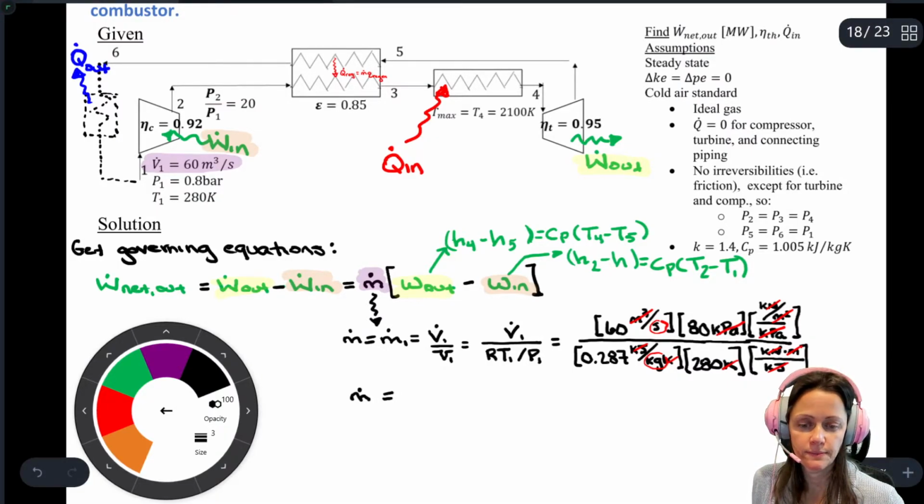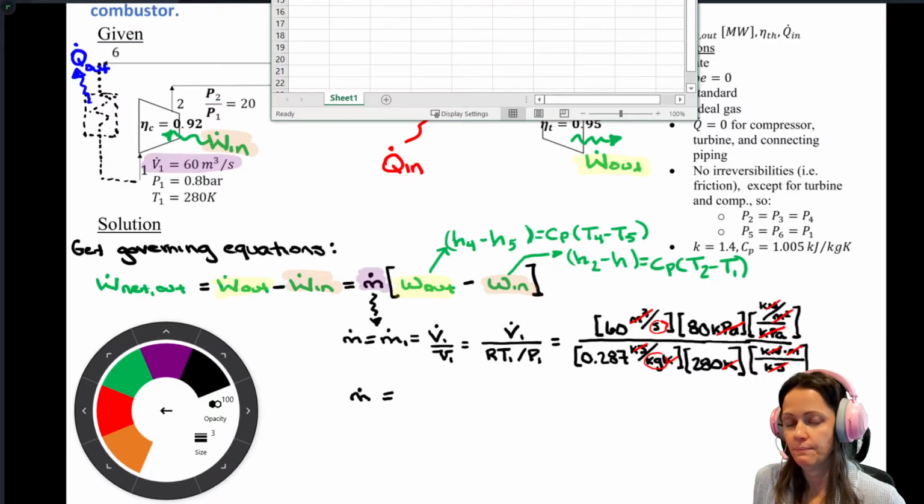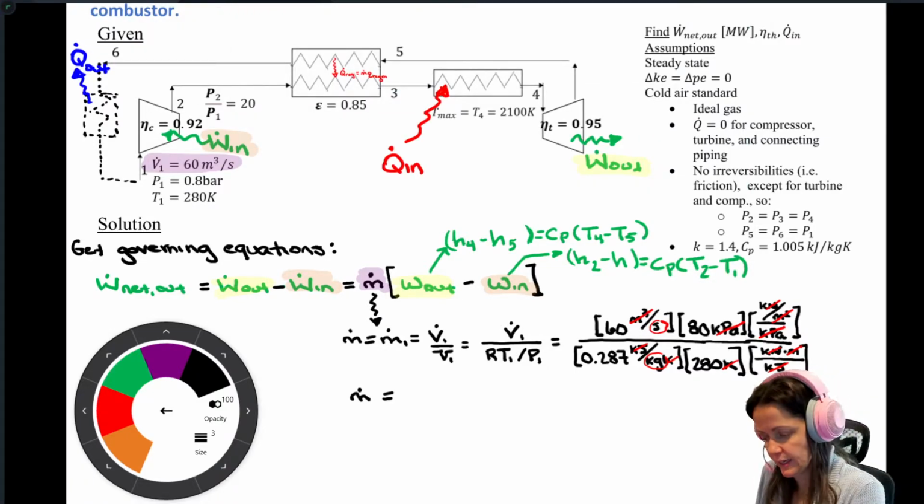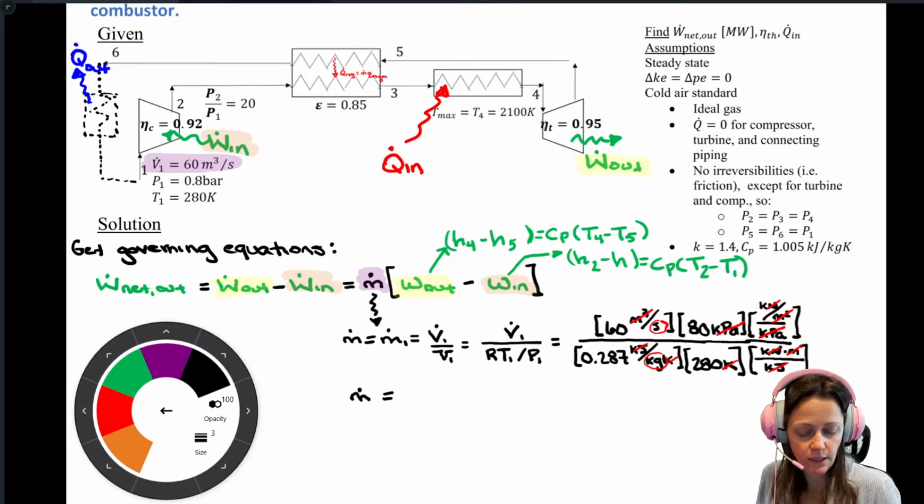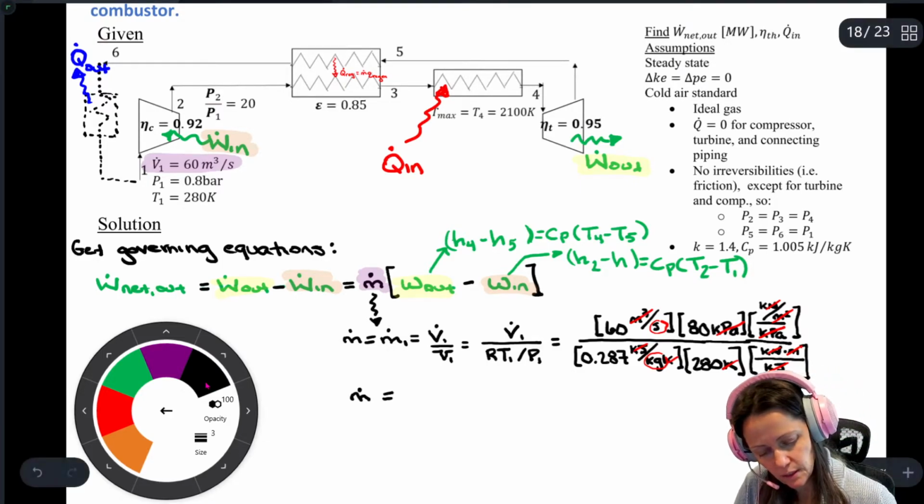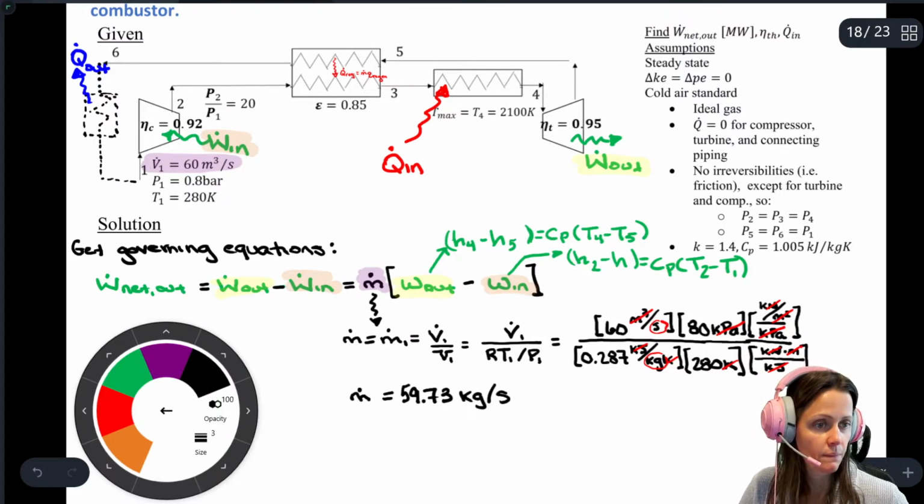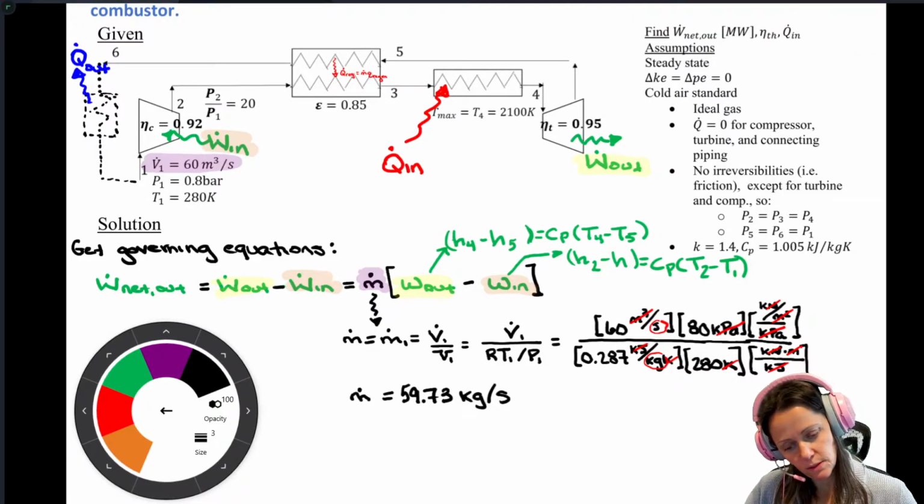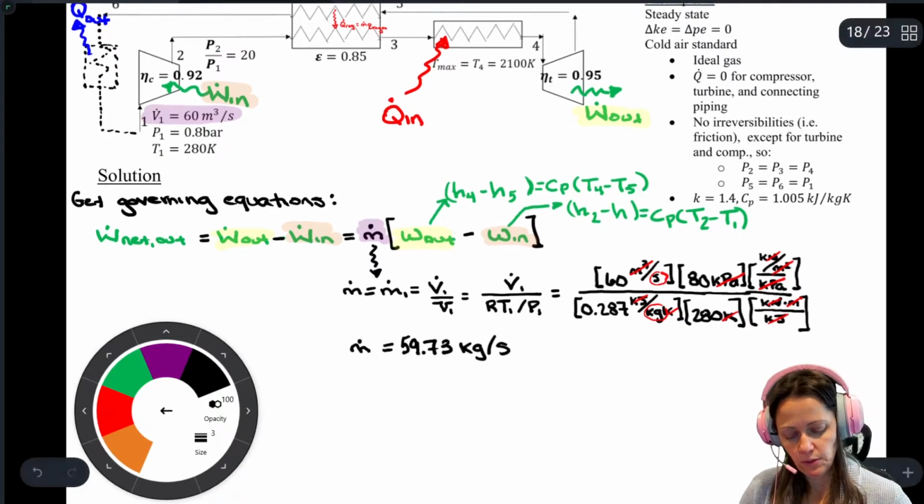So let me get my, throw some stuff in here now that I've got it. So 60 times 80. Looks like I've got 59.73. That sounds good to you too. So 59.7, and that's kilograms per second. Let me double check the units. So 60. Yep, that looks okay with me.